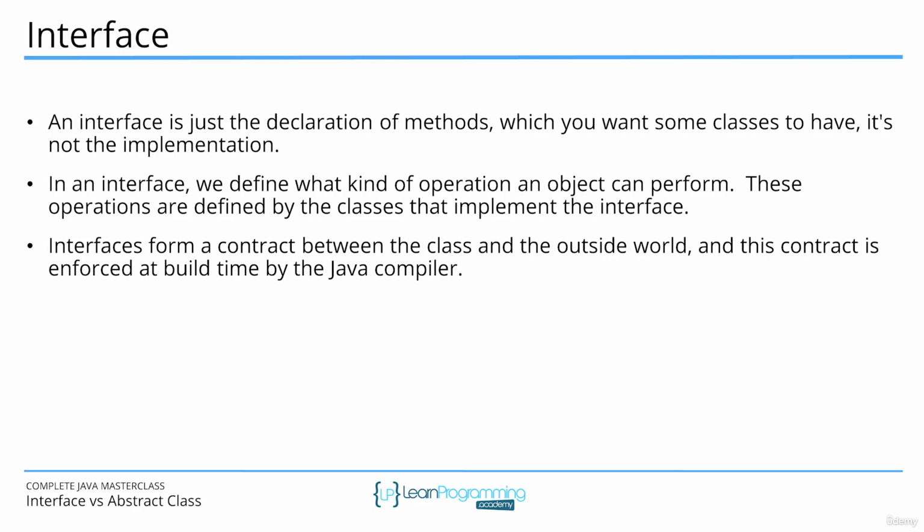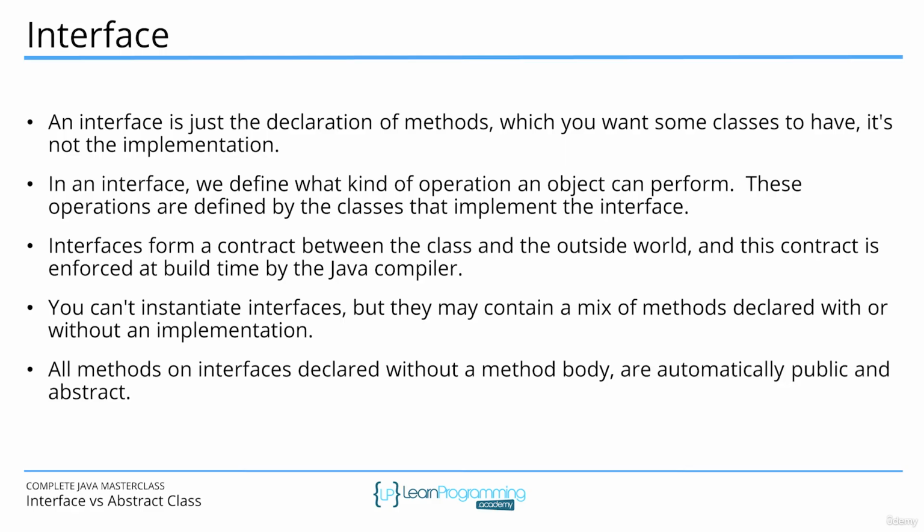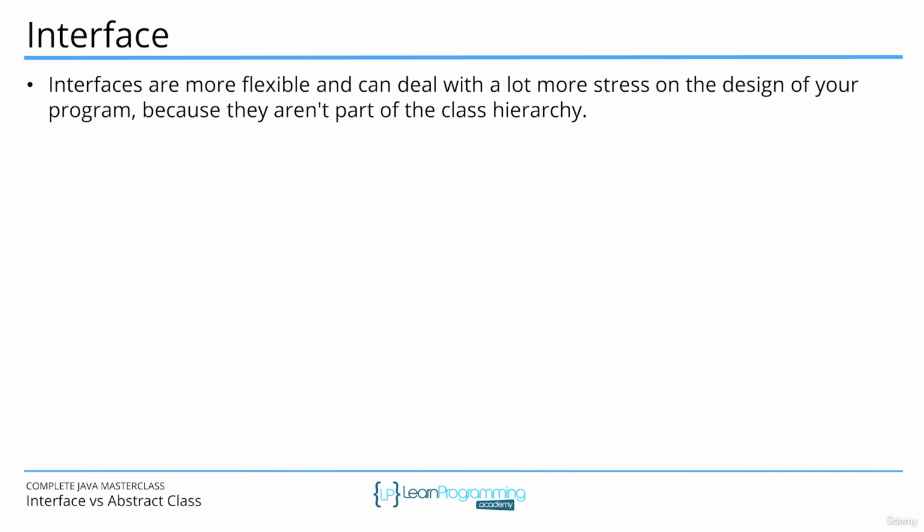You can't instantiate interfaces, but they may contain a mix of methods declared with or without an implementation. All methods on interfaces declared without a method body are automatically public and abstract. I've shown you previously that an interface can extend another interface. Interfaces are more flexible and can deal with a lot more stress on the design of your program because they aren't part of the class hierarchy.